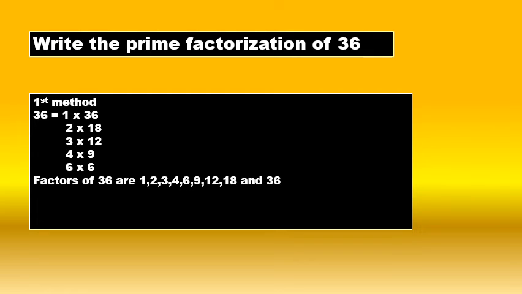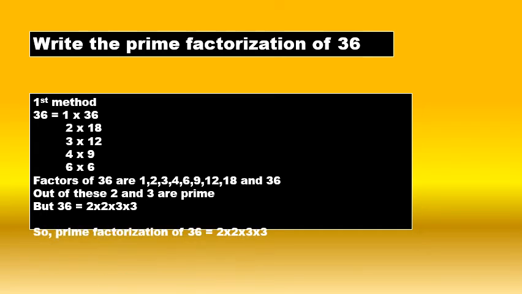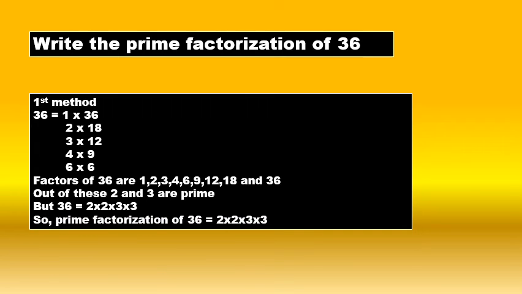Out of these, 2 and 3 are prime. But 36 is equal to 2 multiplied by 2 multiplied by 3 and multiplied by 3, because when 2 and 3 are multiplied they give 6 and the number is 36. So we need to multiply again by 6. So we will repeat the factors here. So the prime factorization of 36 is 2 multiply 2 multiply 3 multiply 3.